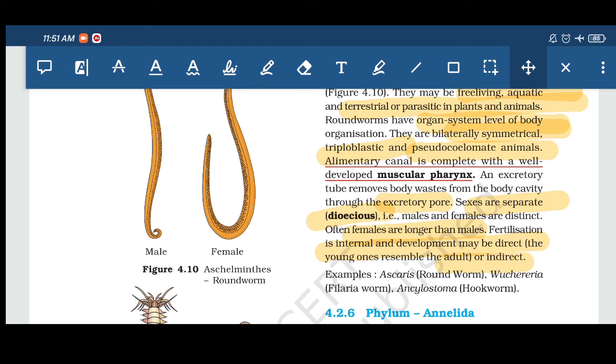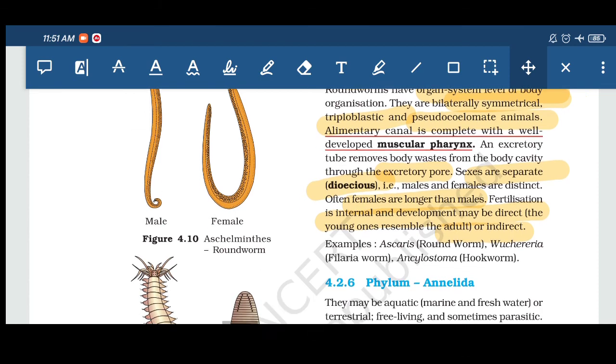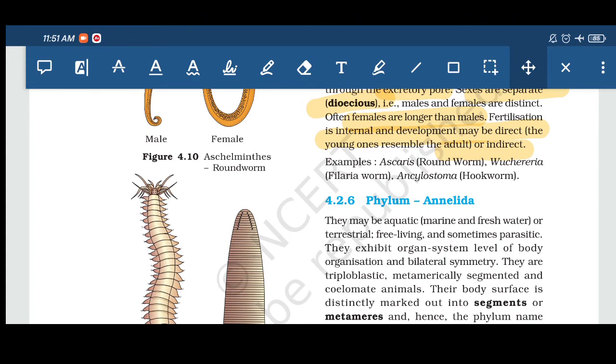But in frog the new generation, or the new progeny, is not very much similar to the adult one. It is a tadpole. So that is an indirect kind of development. Examples are Ascaris, that is roundworms, and Wuchereria, that is filarial worm. Wuchereria causes elephantiasis.